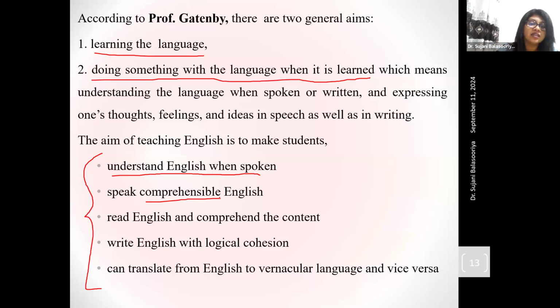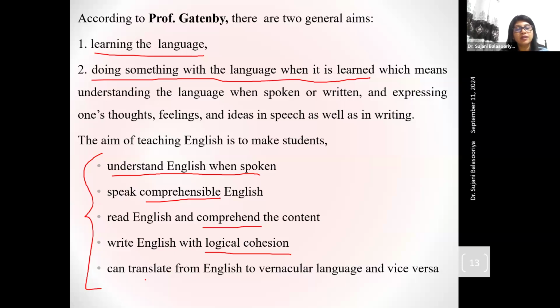And reading is also the same. It's not for the sake of reading a text, but reading and understanding the content. And writing is also not simply writing. Logical cohesion. See how these skills are presented here in the form of aims. If you can't connect your sentences to each other, and if you can't have a logical flow in your piece of writing, then we can't say you have writing skill, because anybody can write illogical things. There has to be logical cohesion.